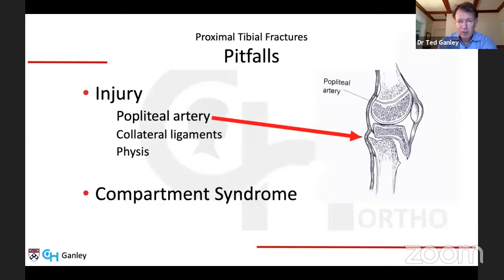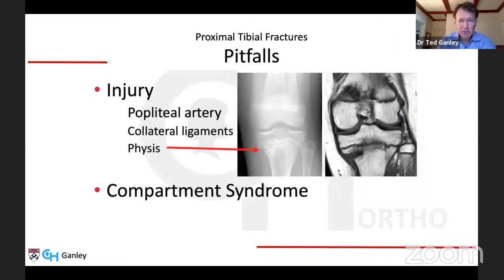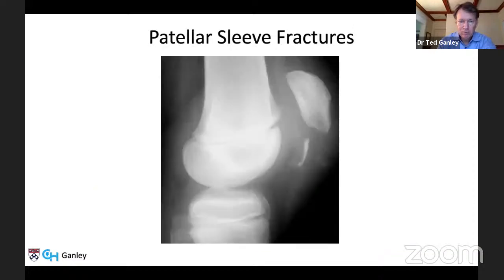This is the one area where if I feel that the leg is tense, I will do what I wouldn't say specifically prophylactic fasciotomies, but if you have a sense that compartment pressures are high, I have no problems releasing those intraoperatively during the case. And again, physeal injuries, see an example of a plain radiograph and an MRI there as well.